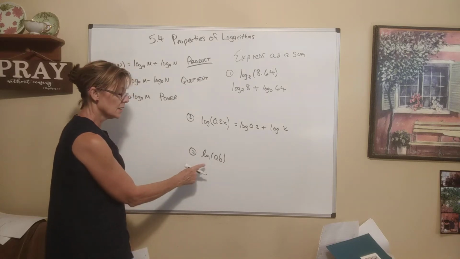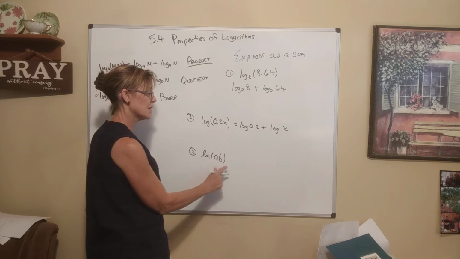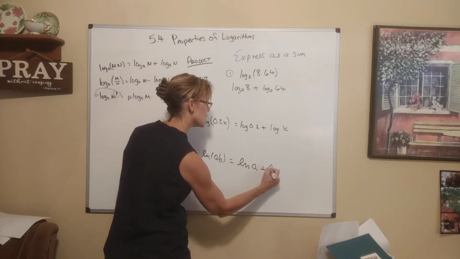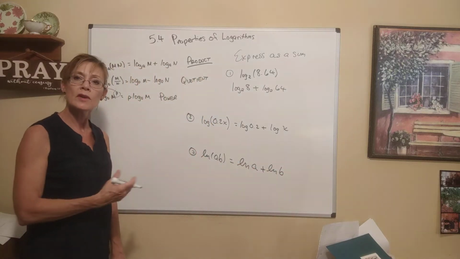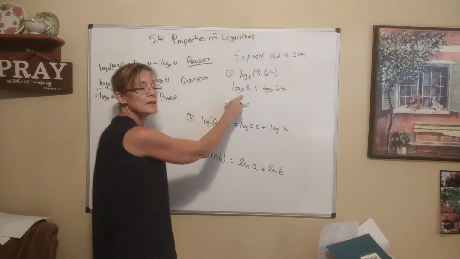Right here, what base is this? This is base e. What's being multiplied? a times b. I can rewrite this as the natural log of a plus the natural log of b. So I've done what they asked me to do, rewrite them as sums. Sometimes you can simplify these guys. So this one can be simplified.